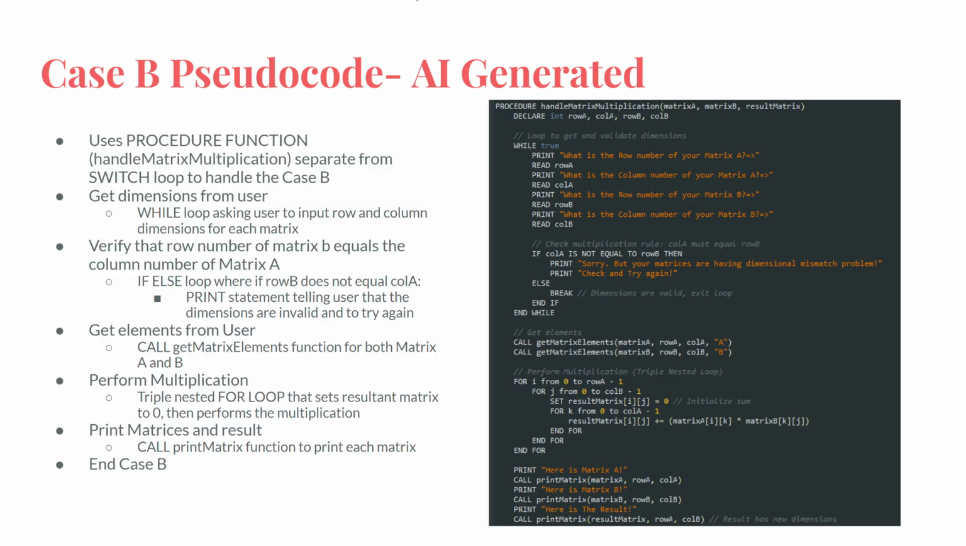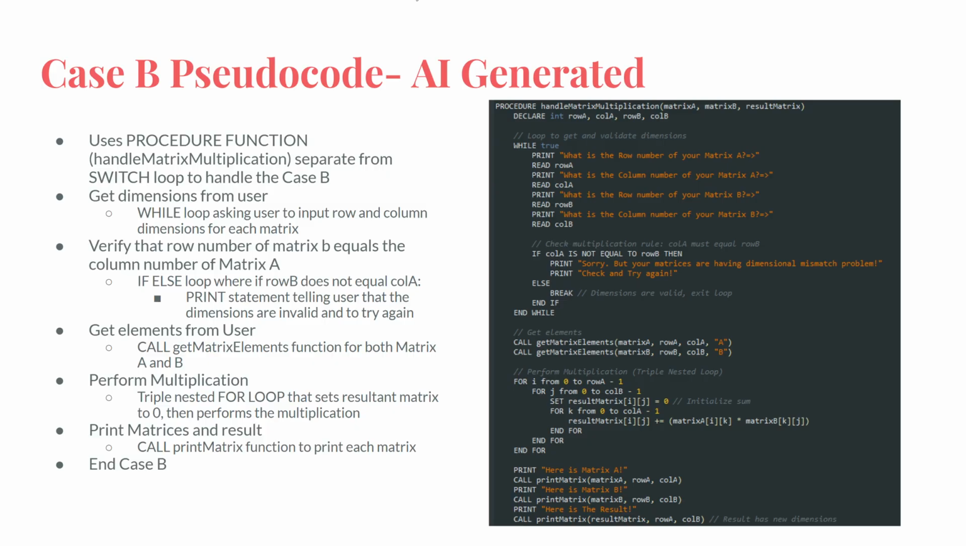So for the AI generated pseudocode, they actually begin in the case B by declaring the handle matrix multiplication function, and this is that function. The function begins by declaring the integer values row A, column A, and row B, column B. It then uses a while loop to print and read the various values from the user for the two functions, for the rows and the column numbers.